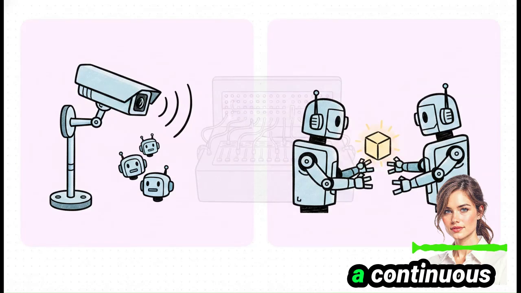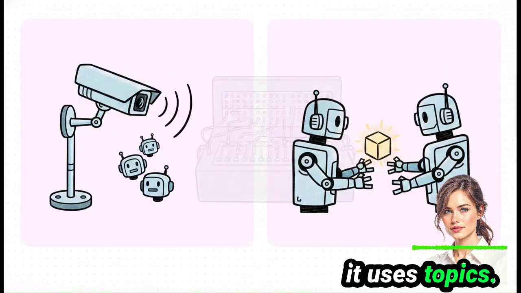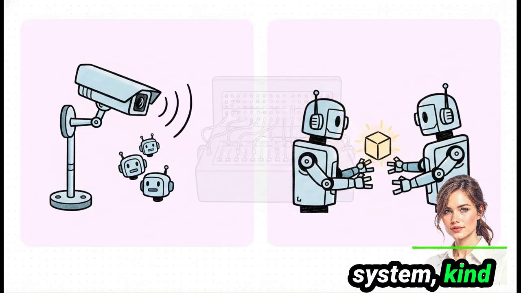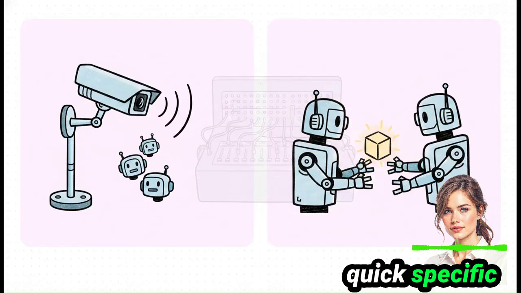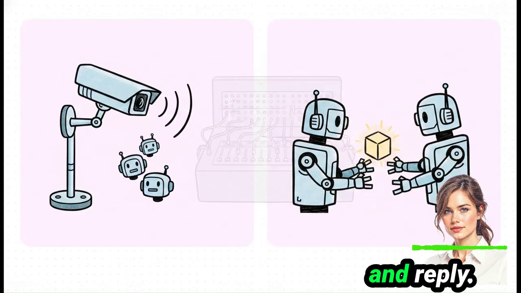If a node is pumping out a continuous stream of data, say a live camera feed, it uses Topics. It's a publish and subscribe system, kind of like a radio broadcast where anyone can tune in. But if a node just needs a quick, specific action done, it uses services. That is a direct one-to-one request and reply.